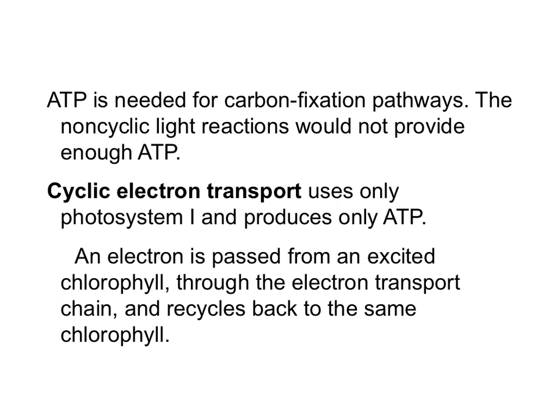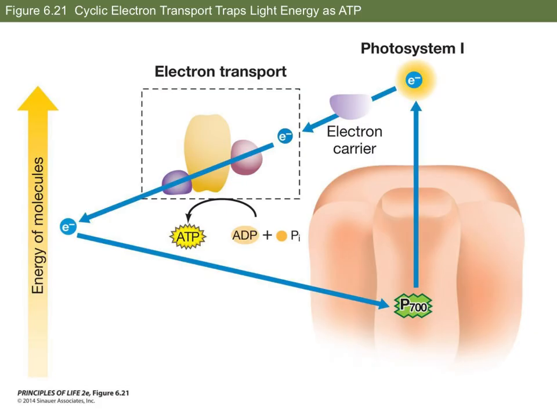As an electron is passed from an excited chlorophyll through the electron transport chain, it is recycled back to the same chlorophyll molecule and then re-excited. So this is called cyclic photophosphorylation because it's the same electron going kind of in a cycle.